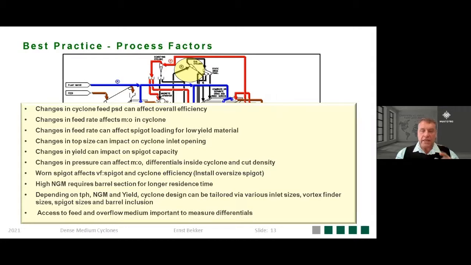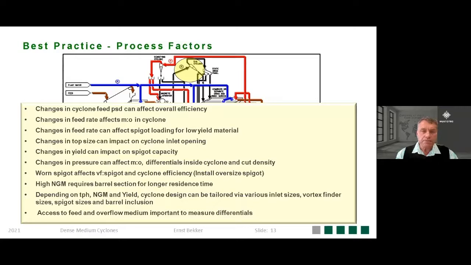A change in the feed rate can affect the spigot loading if you've got low yield material. When there's a lot of load on the spigot already and you increase the feed rate, you can push the cyclone into an environment where it starts to become inefficient. It's not necessarily meaning it's going to overload the spigot, although it's not impossible. But there's a ratio of media to ore that is also relevant for the spigot. The more ore is going through the spigot, the less media is present going through the spigot, and you reach a point where inefficiency starts to occur. So although your cyclone discharge may still be flaring, it doesn't mean that you are operating at the correct media to ore ratio.